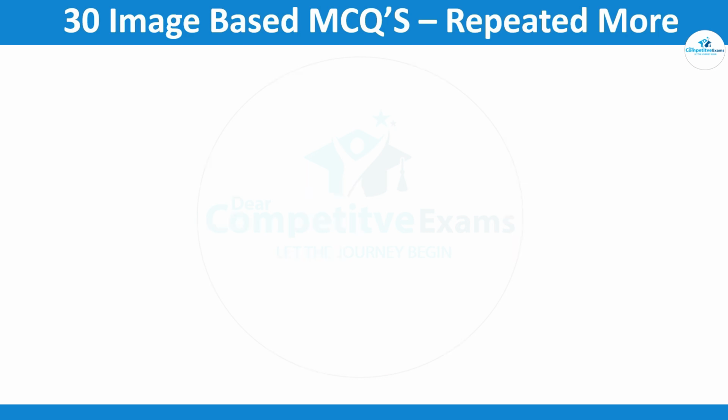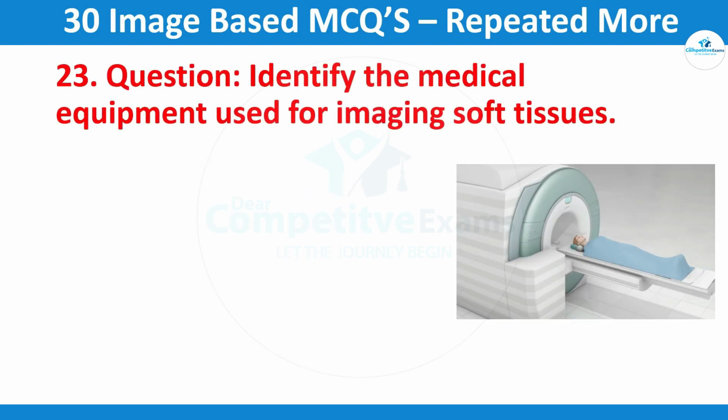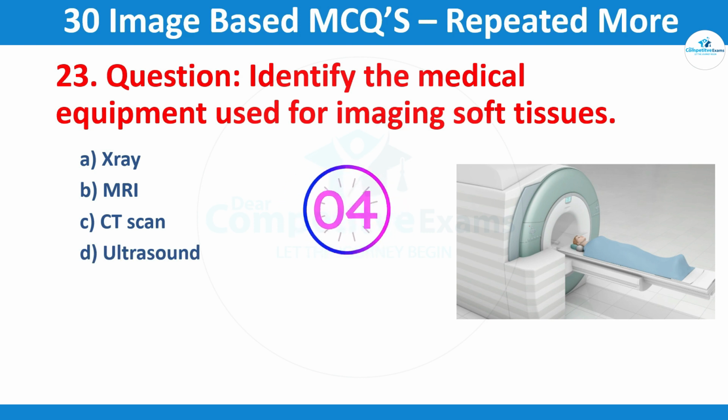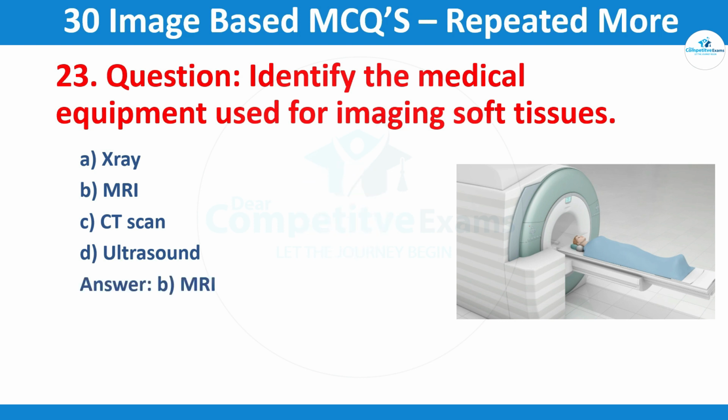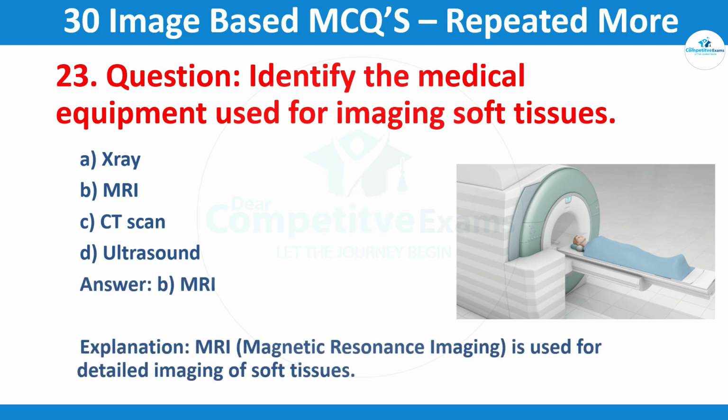Question number 23. Identify the medical equipment used for imaging soft tissues. Options: X-ray, MRI, CT scan, ultrasound. The right answer, MRI. MRI stands for magnetic resonance imaging, that is used for detailed imaging of soft tissues.